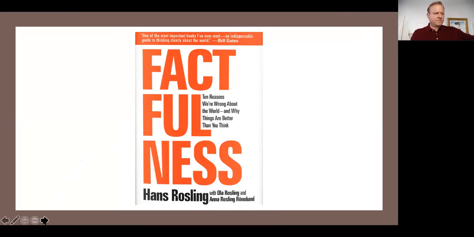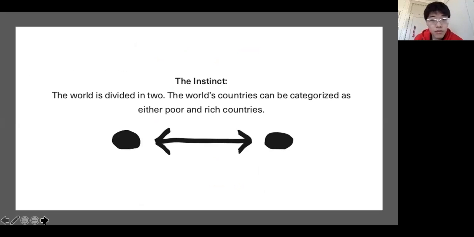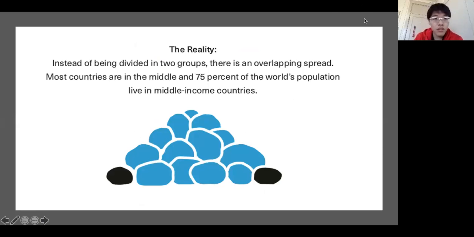Today I'm going to talk about instinct. This is based on Factfulness textbooks. Next, please. First one, gap instinct. Next, please. The world is divided into, for example, bad people, good people, smart people, stupid people. But this is not accurate. Next, please. The reality, instead of being divided into groups, is an overlapping spread.